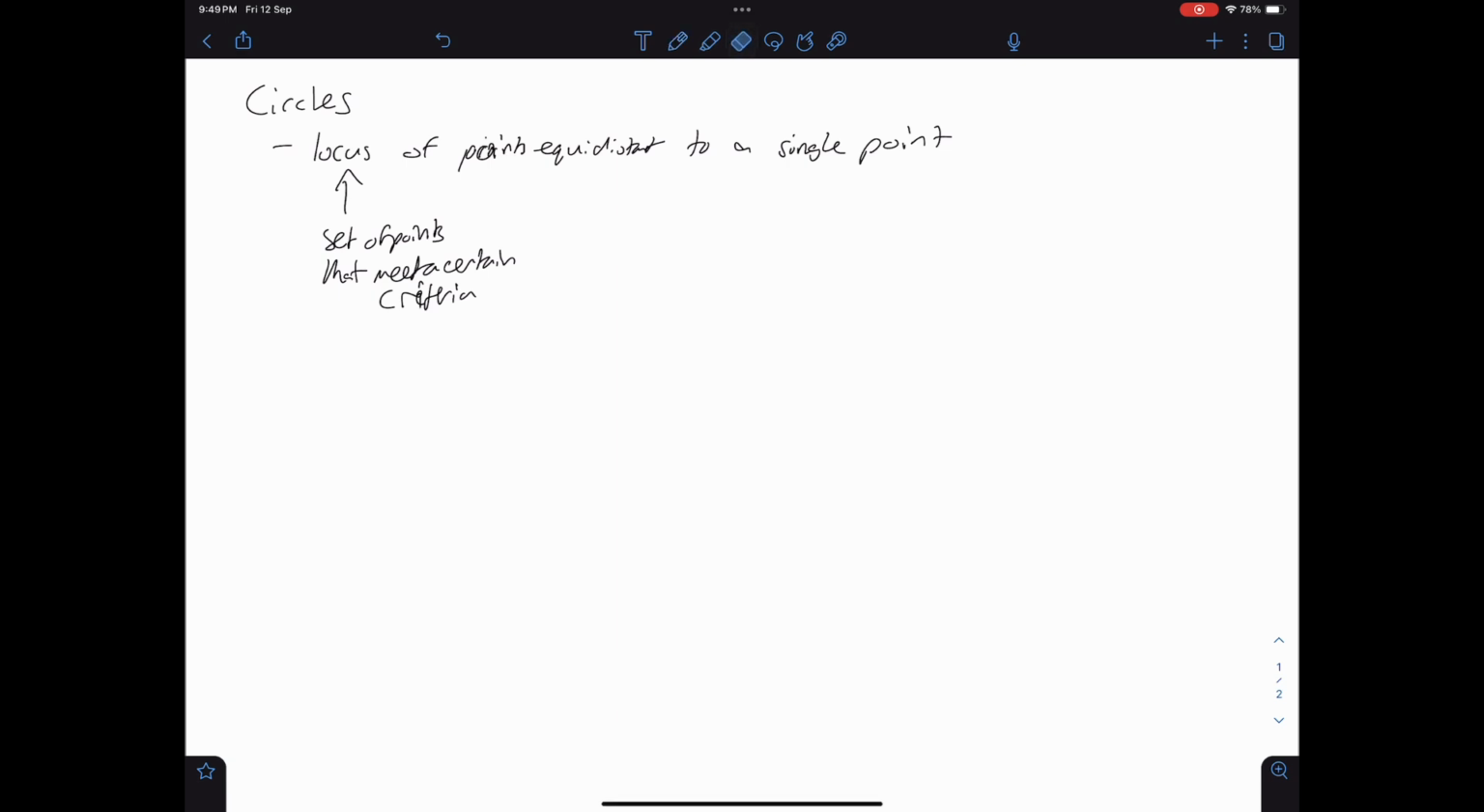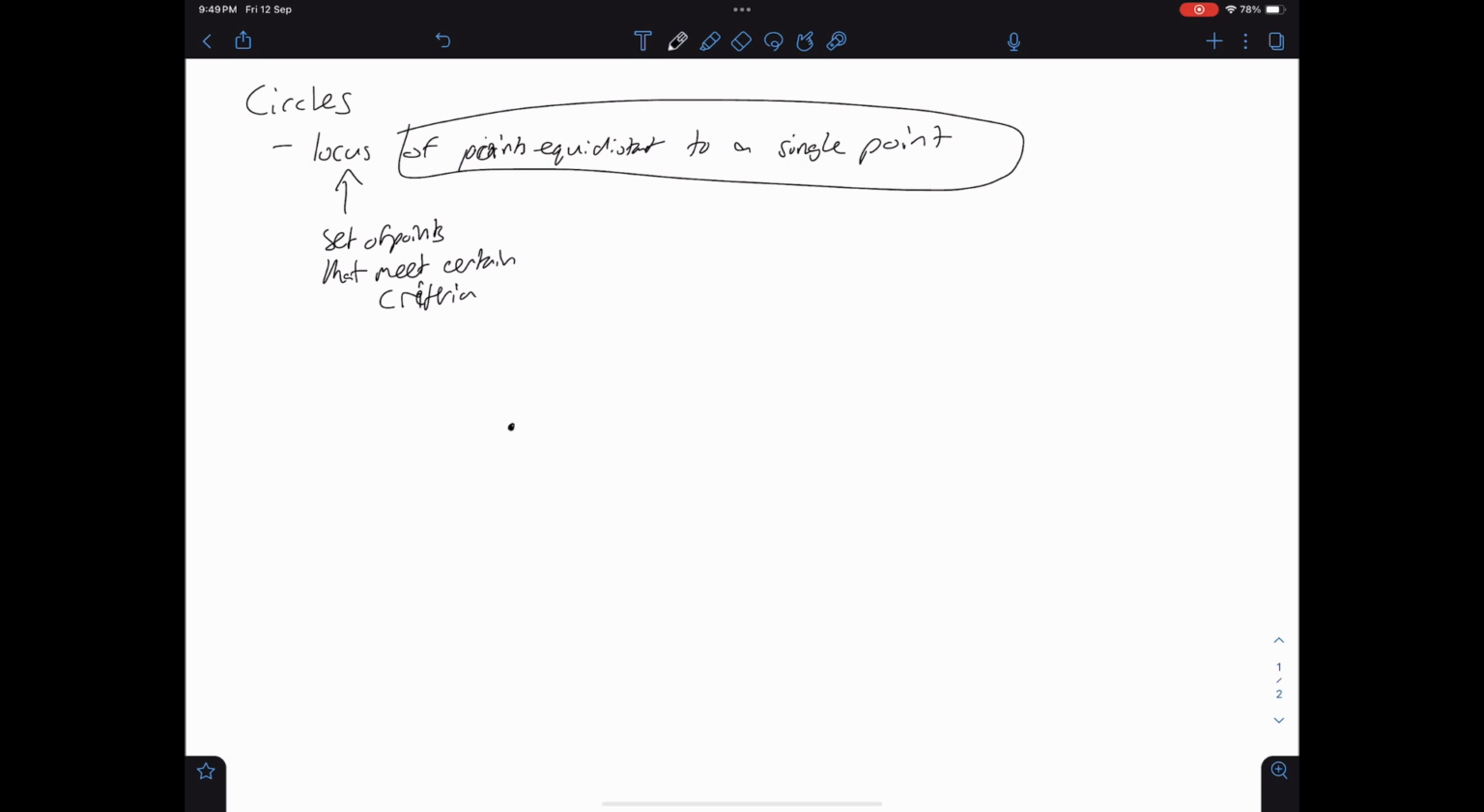A circle is defined as the locus of points equidistant to a single point. And so a locus means a set of points that meet a certain criteria. And for this one it's saying of points equidistant to a single point.